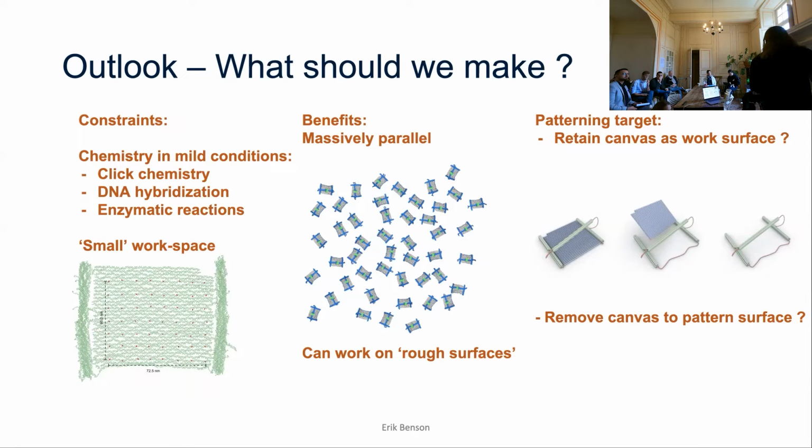But I think the benefit is that it's massively parallel. We can have billions of devices stuck on the surface, and they don't have to do exactly the same thing. We could also program that. And I think we could also work on surfaces that are not perfectly flat, compared to lithography, where you need very flat surfaces. And then there's the open question: what should we try to pattern? Should we retain the canvas as a work surface, or should we get rid of it and try to pattern directly on a surface?